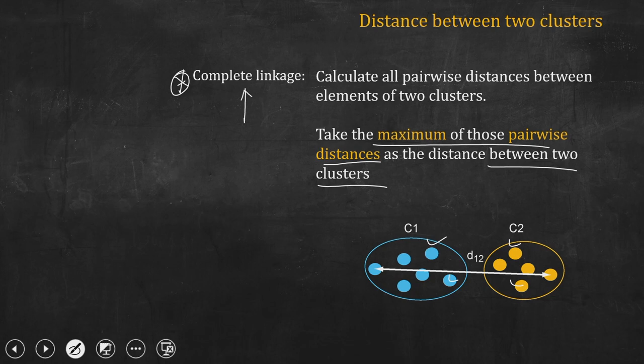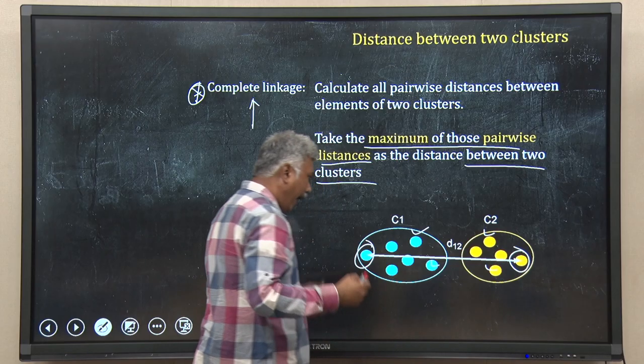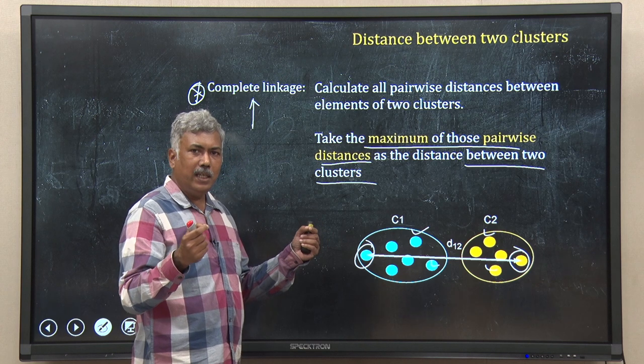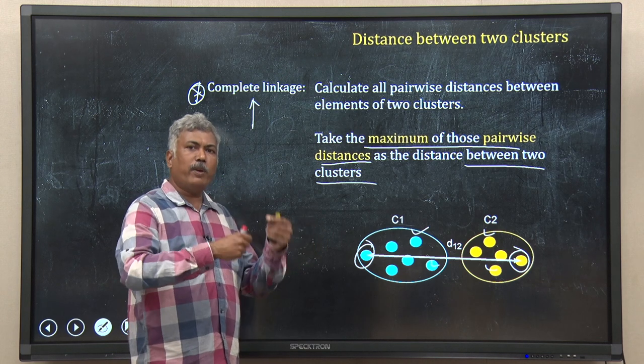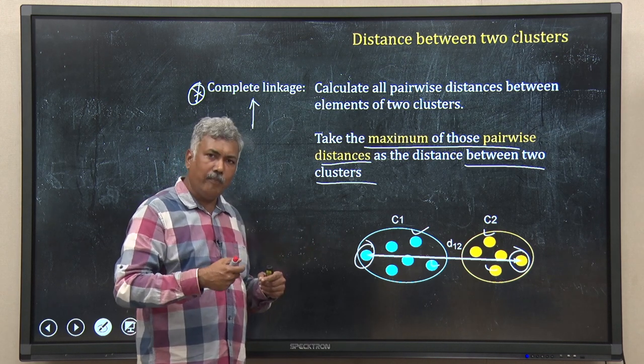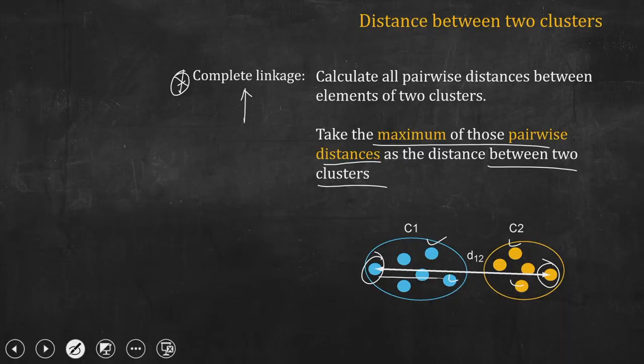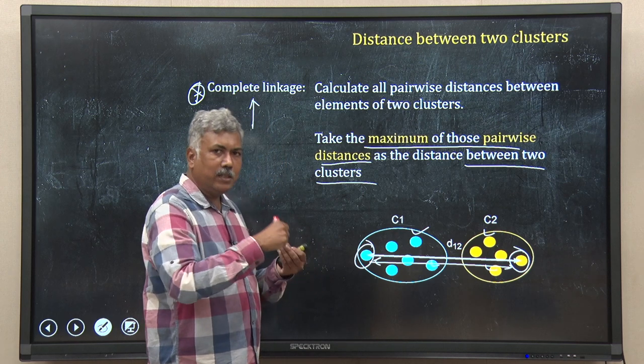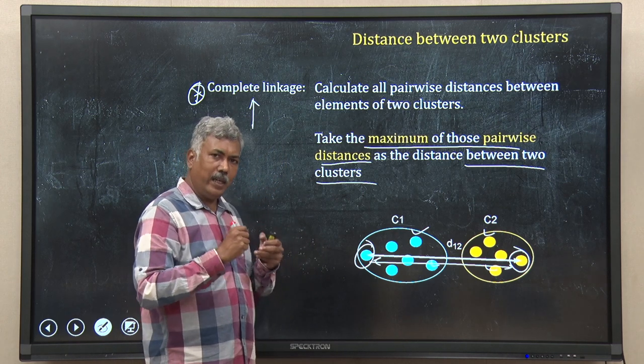Look at the diagram. In this case, this and this form a pair, and the distance between these two objects is the largest one among all these pairwise distances in this particular example. So, this distance is now the complete linkage, or the distance between these two clusters, cluster 1 and cluster 2.